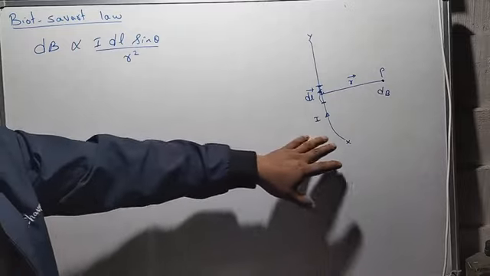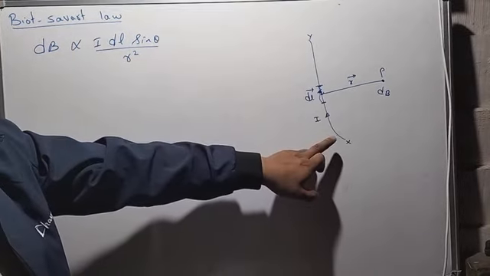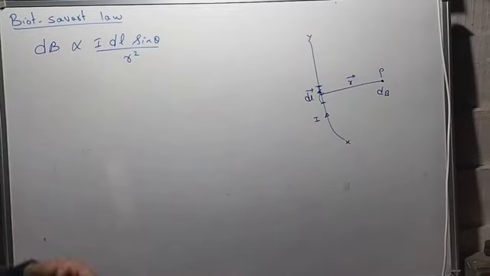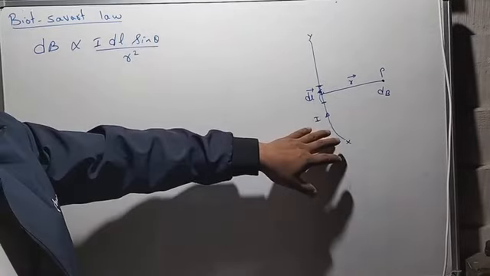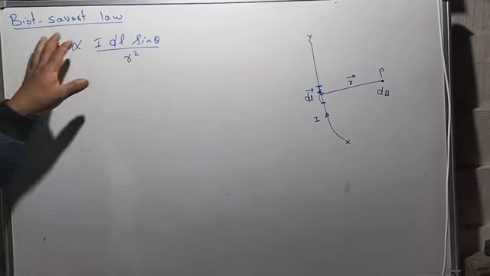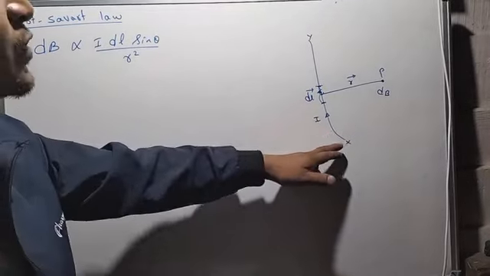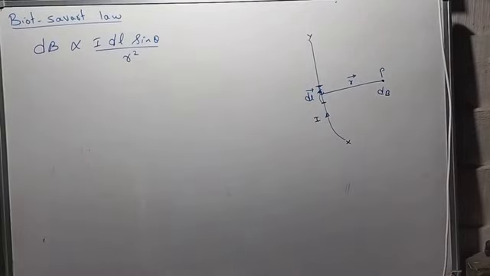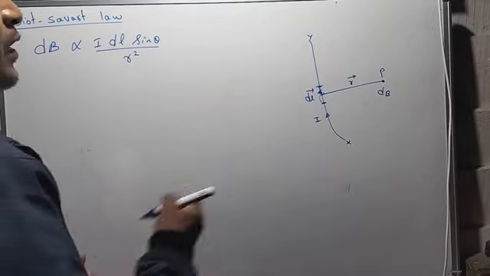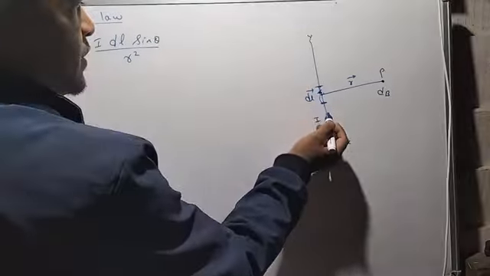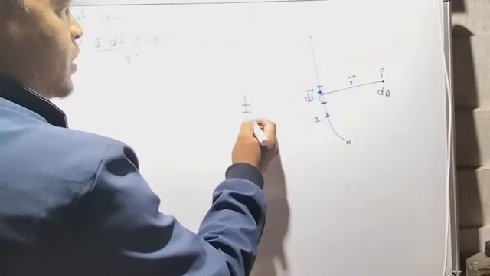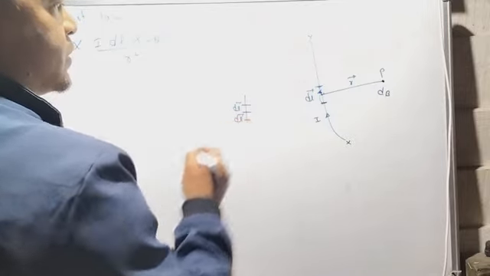They considered a conductor of irregular shape, and let's say this conductor is XY. Now, in order to find the magnetic field at any point P, Biot and Savart divided the total length of the wire into small current elemental lengths. They divided the whole conductor into small current elements dl.